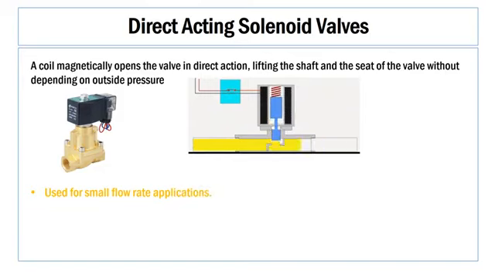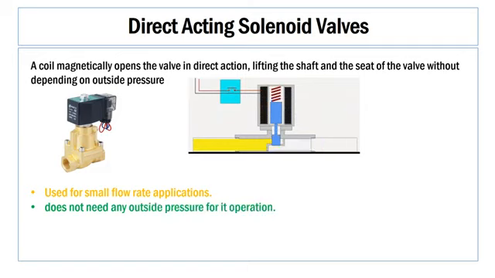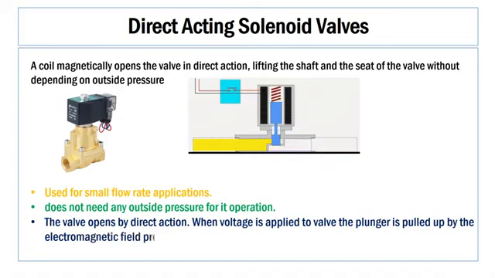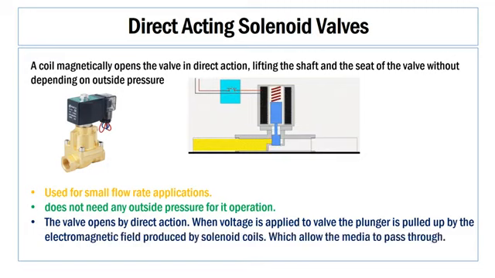A direct acting solenoid valve does not need any outside pressure for its operation. These valves are used for low flow volume. The valve is opened by direct action. When a voltage is applied to the valve, the plunger is pulled up by the electromagnetic field produced by the solenoid coil, which allows the media to pass through.